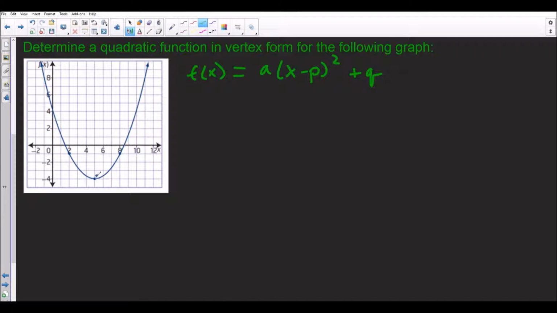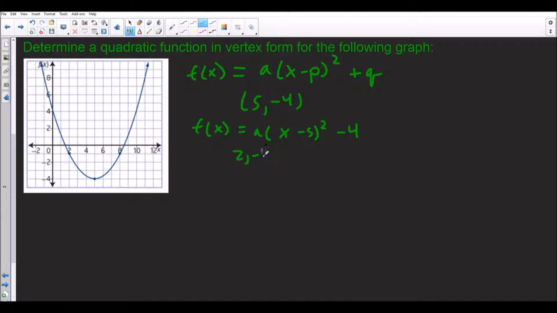So all we need to do is say, okay, let's look at the vertex first. So the point for the vertex is 5, negative 4. It's just this point right here. And all we can do is just sub in the 5 for P and the negative 4 for Q. So we're going to say f of x is equal to a times (x minus 5) squared minus 4. Now, all that we need to do basically is find A, and we'll have it in vertex form. So all we need to do is find another point on the graph that's a perfect point. So they've nicely outlined one for us here. It's at 2, negative 1.